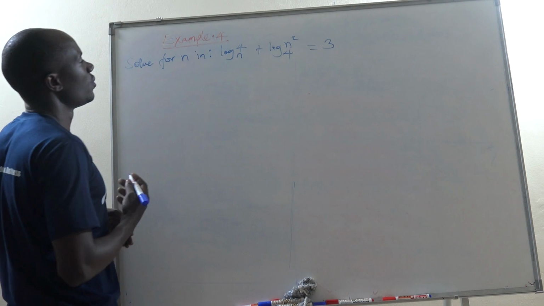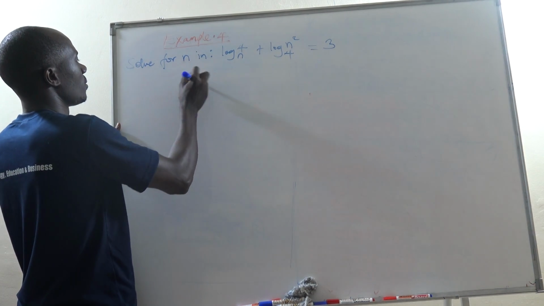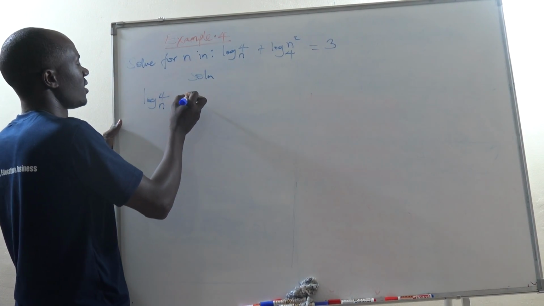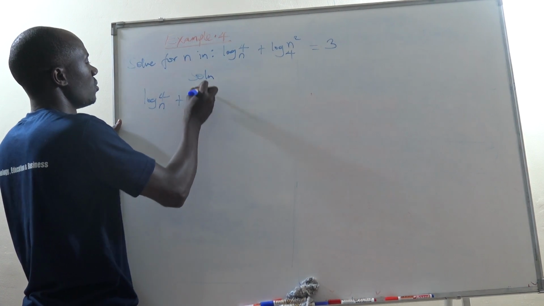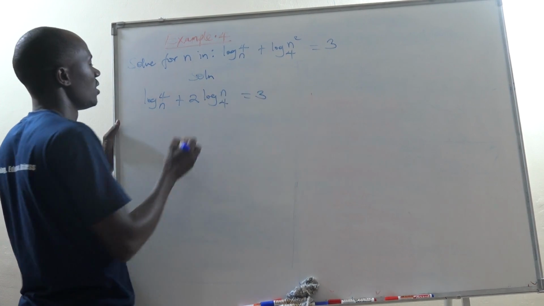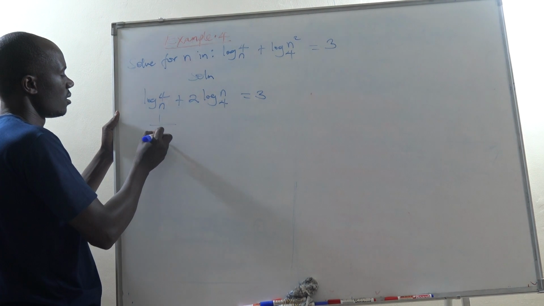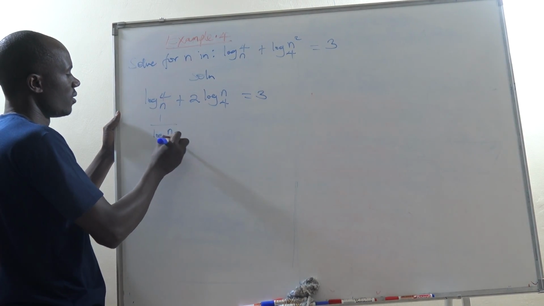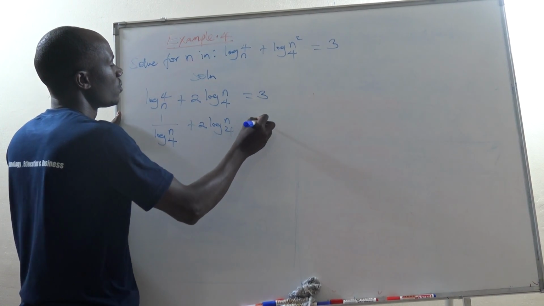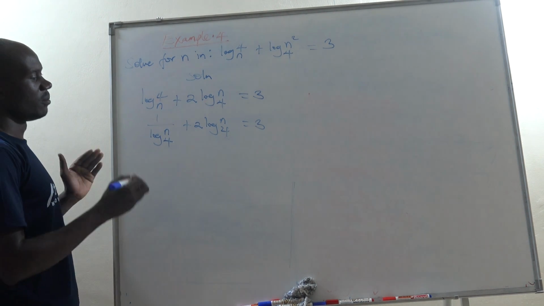So what we're going to do, we are going to change one base to be related to another. Move on, log of 4 base n plus, we throw this one here, 2 log of n base 4 equals 3. Which one can we change? This can be 1 over log of n to base 4 plus 2 log of n base 4 equals 3. You can see now the bases are related in one common base.